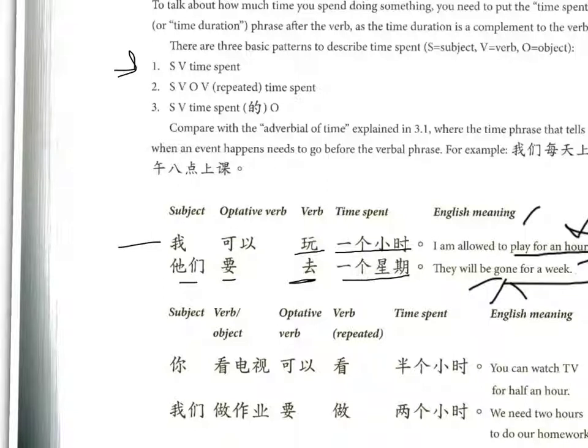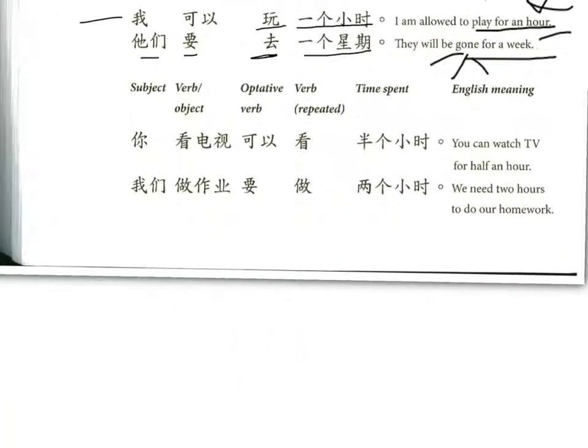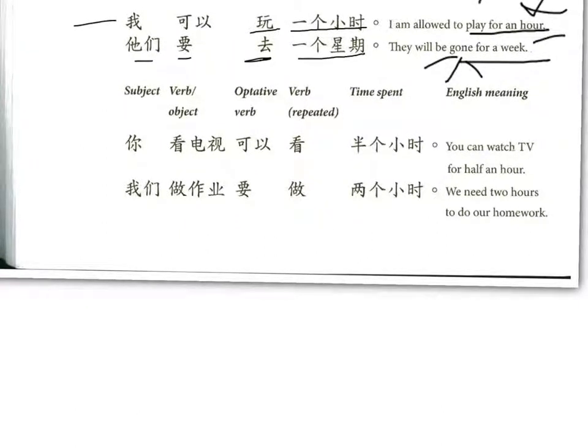The second way to do it is subject, verb, and an object. And so the verb is repeated. Because there's an object, you have to repeat the verb again before you use the time spent. So let's take a look at what that looks like. Right here, it says you can watch TV for half an hour. So here it's 你看电视可以看半个小时.